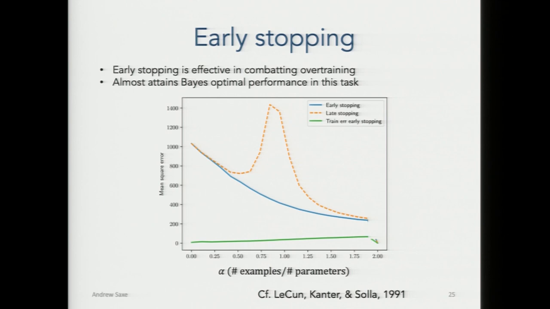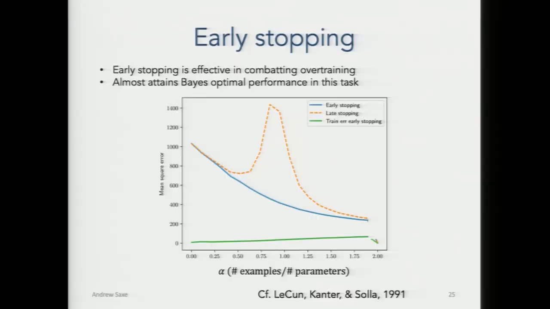And if you recall that the eigenvalues that are small are the ones that cause overtraining, but they're also the ones that learn more slowly, then it would seem to make sense to do early stopping, right? Because you're not going to learn the bad eigenvalues. And indeed, that's the case.